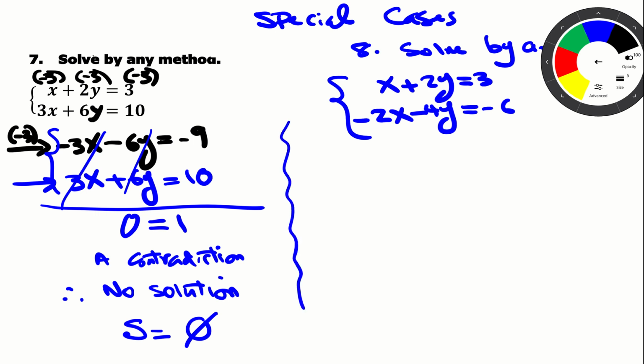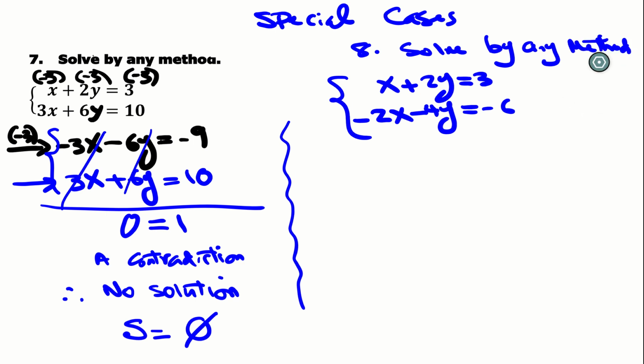Now, on the other extreme, let's look at this system on the right. We notice we can quickly solve this one by multiplying the top equation by 2. And that's what we'll do. So let's go ahead and multiply the top equation by 2.